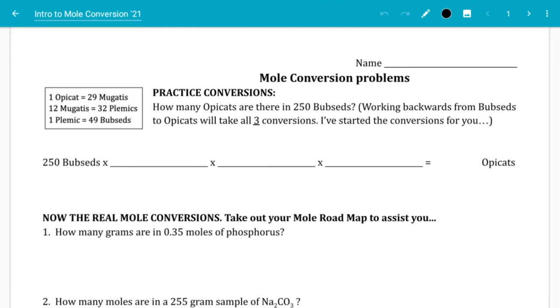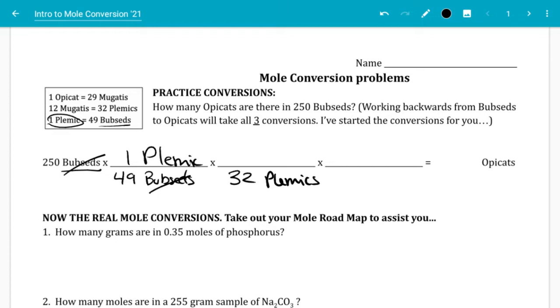There we go. Okay, so I see I have 250 bubseds. So I want to put bubseds on the bottom because I want that unit to cancel out. So I'm going to write 49 bubseds on the bottom, and that goes with 1 plemic, and I'm going to put that on the top. So now my units bubseds cancel out, and now I'm in the unit plemics. So now I want to cancel out plemics. So I do 32 plemics on the bottom, and that goes with 12 mugattis.